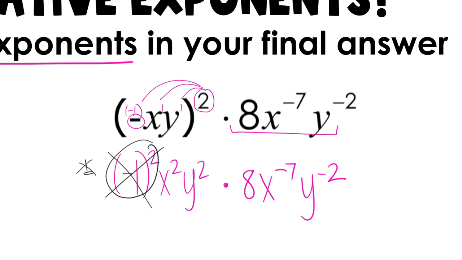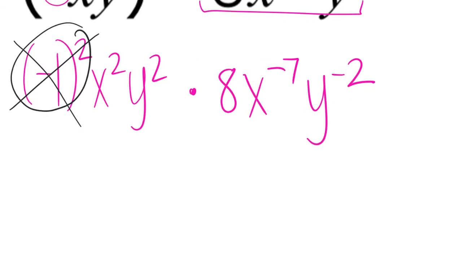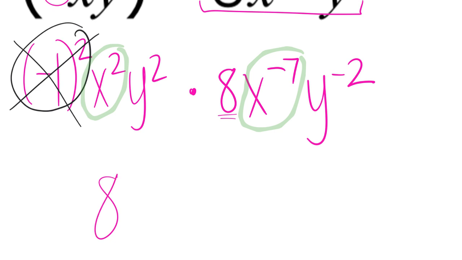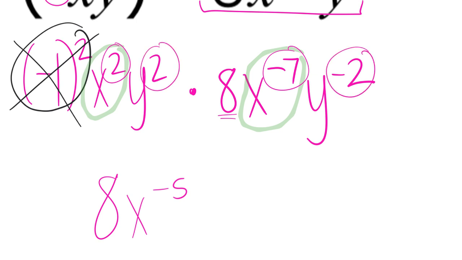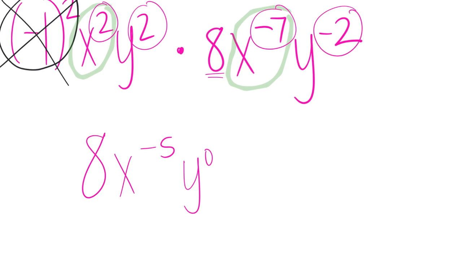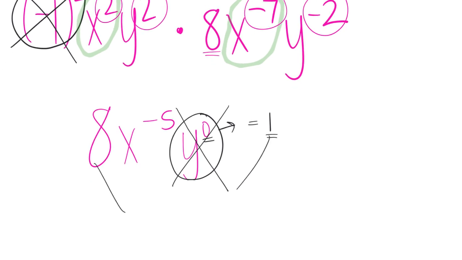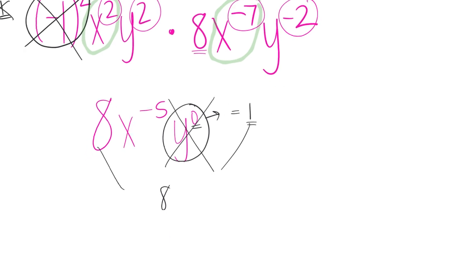Okay, so now we've taken care of our parentheses. This is where we're going to apply the product rule, which means we're just going to add these exponents. So the 8 is just going to come down in front. And then for the x's, we have 2 plus -7. That's -5. And then 2 plus -2, that's technically 0, right? Y to the 0. Now, we learned yesterday that y to the 0, or really anything to the power of 0, is always going to equal 1. So we really don't need to write this either because it's the same thing as 1, and 8 times 1 is just 8, right? So we do not need to write y to the 0.